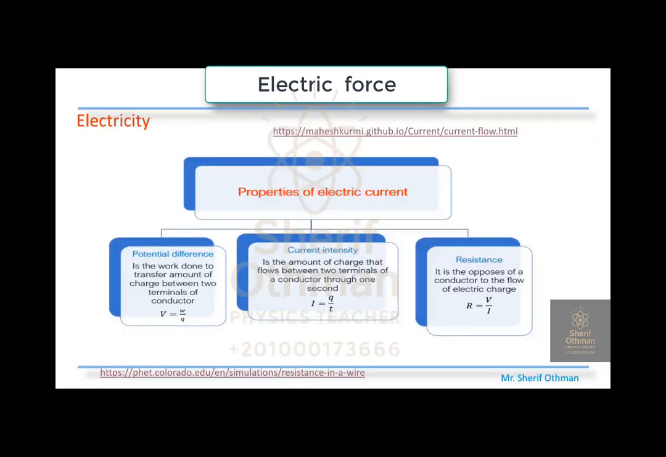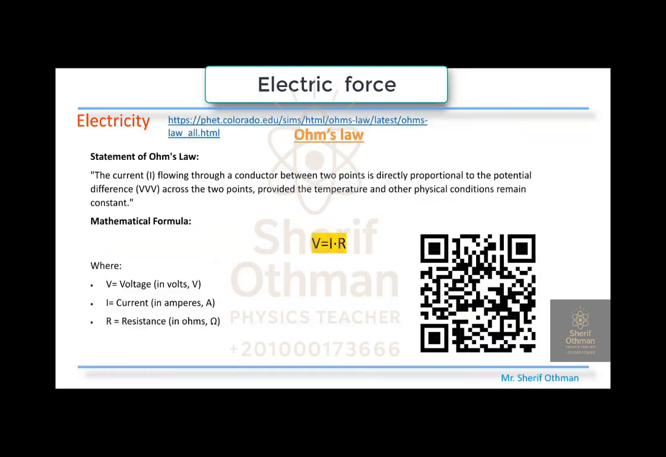So as we said guys, the properties of electric current. Potential difference is the work done to transfer an amount of charges between two terminals of a conductor, V equals work done over Q. Current intensity is the amount of charge that flows between two terminals of a conductor through 1 second, I equals Q over T. Resistance is the opposition of a conductor to the flow of electric charge, R equals V over I. Ohm's law, V equals I times R, and we described and explained that.